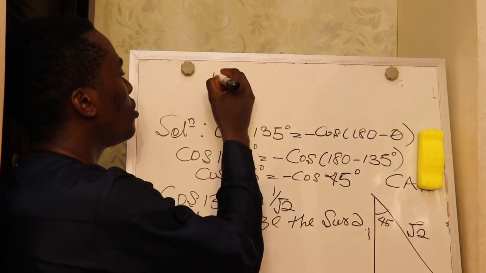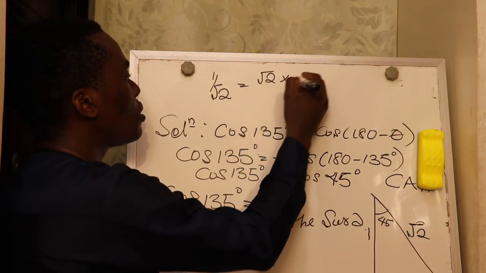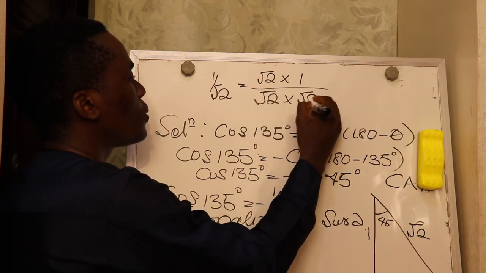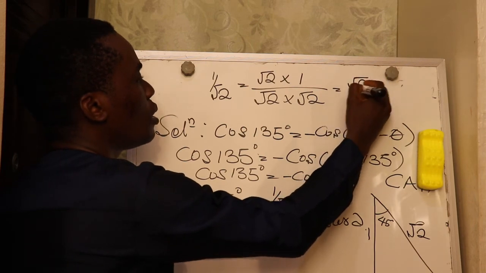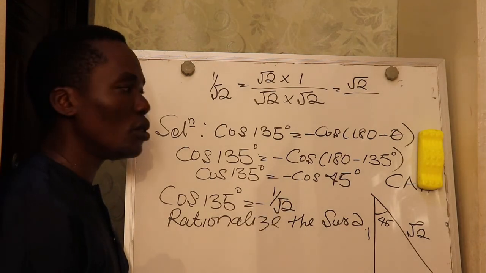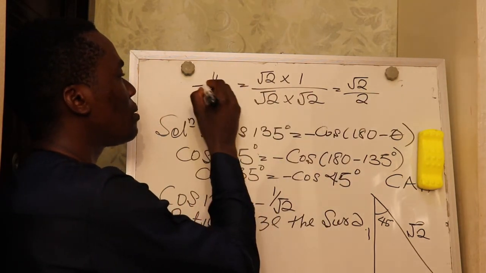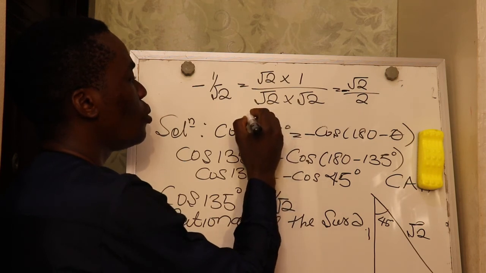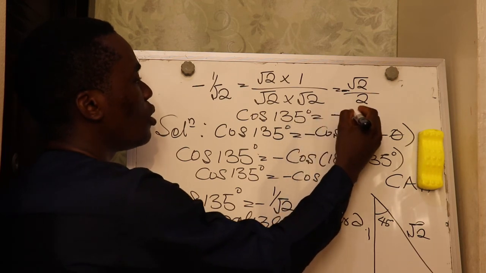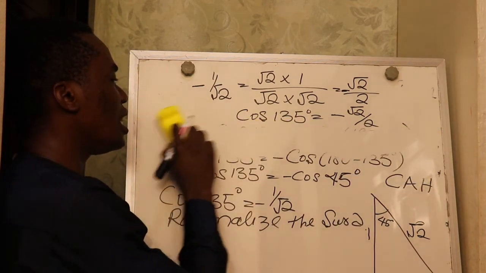Now when we have our 1 over root 2, we want to rationalize. That will be equal to multiplying the numerator by what? By root 2, and also multiplying the denominator by what? By root 2. And when you do that, that will give us root 2 divided by root 2 times root 2. In the laws of surds, root 2 times root 2 will give you the value of 2. Remember, we have our negative sign here. We haven't thrown it away. So our solution, our cos 135 degrees, will now be equal to minus root 2 over 2.